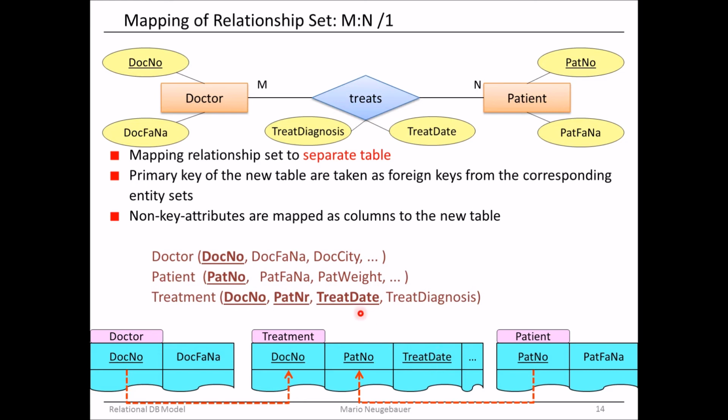And again, we can write it with the textual notation, doctor table, patient table, and in the treatment table we have the doctor number, patient number, and treatment date as the compound primary keys.